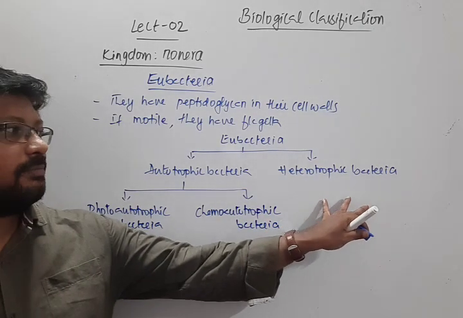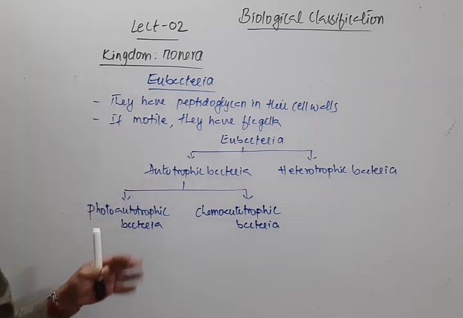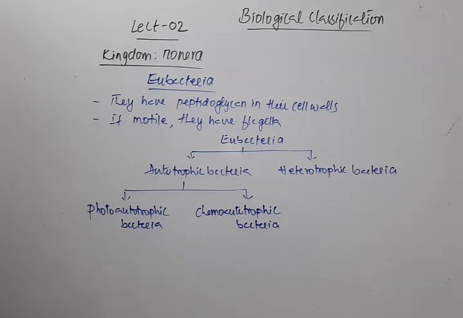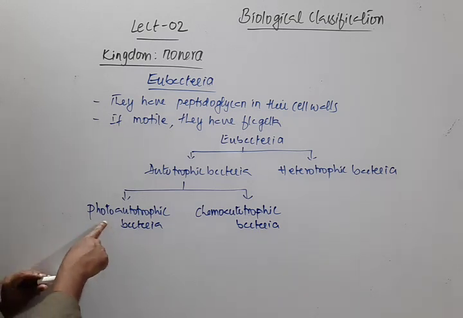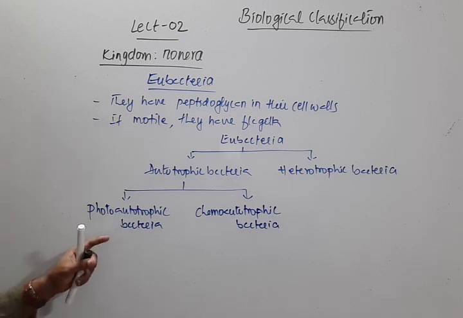Under heterotrophic bacteria, we include saprophytic, parasitic, and whatever all who are not capable of preparing their own food materials. Of course, they don't perform either photo or chemo mode of nutrition. In that case, they all become heterotrophic bacteria, which don't synthesize their own food. So now we'll see these autotrophic bacteria first, and then later we'll see about heterotrophic bacteria.